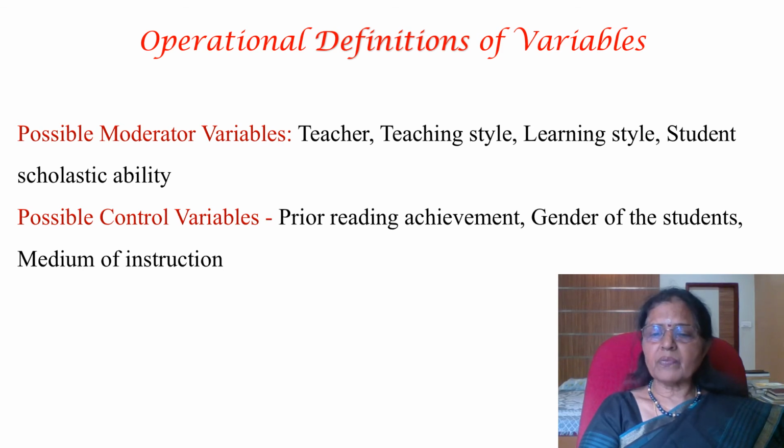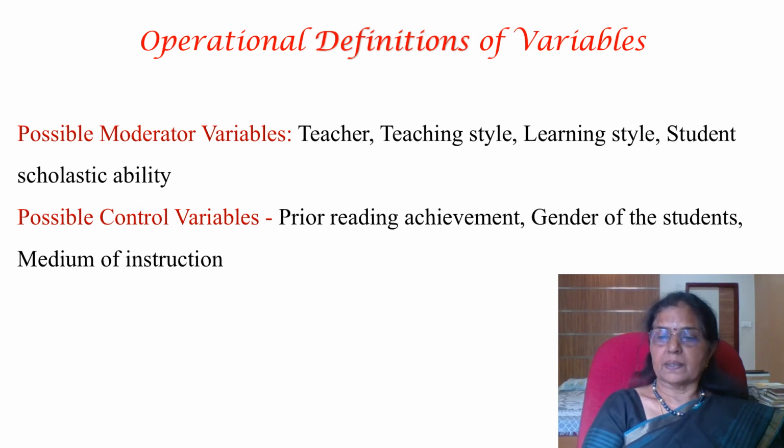So those are the moderator variables. And what are the moderator variables in this research study? The teacher and the teaching style. And these moderator variables cannot be controlled by the researcher. Why? Because they cannot control the teacher's efficiency and teaching style. Each teacher may have a different teaching style, different competency, different skills, and that cannot be controlled by the researcher. And also the learning style of the students. Each student will have a different learning style. Some are good at reading, some are good in listening skills, so it varies. So that also the researcher cannot possibly control.